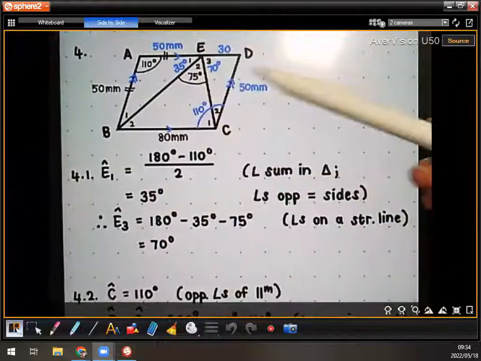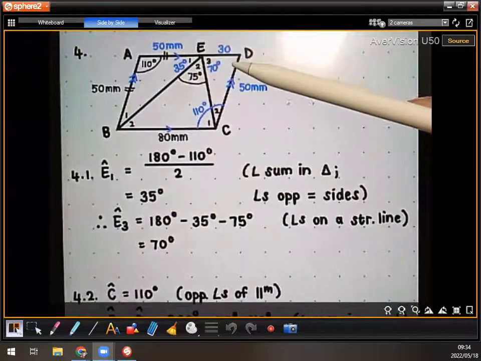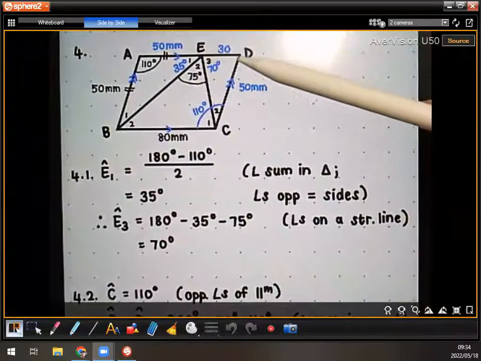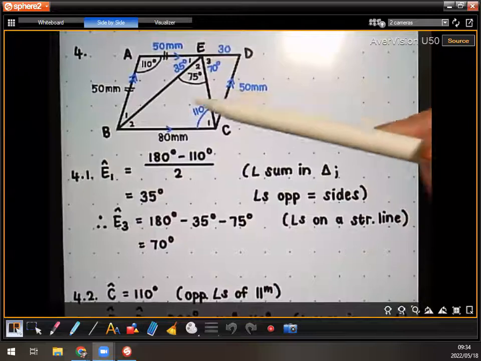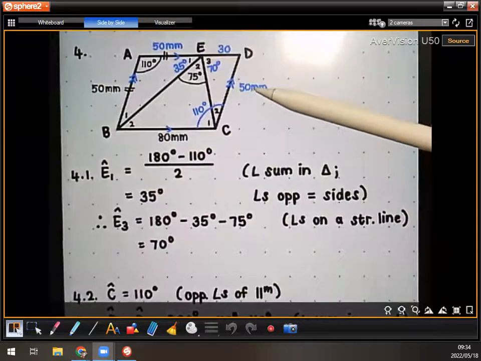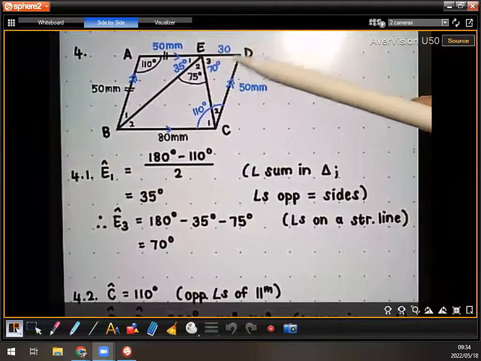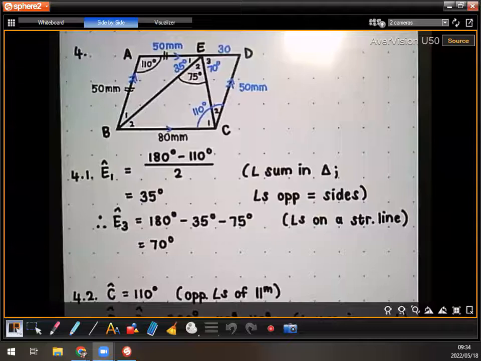So what I decided to do was calculate angle D, because guys, if angle D is also 70, then this is an isosceles triangle. If these two angles are equal, then those two sides will be equal. That was the only thing that I could think of to try and do. We don't really have another way of calculating that side.